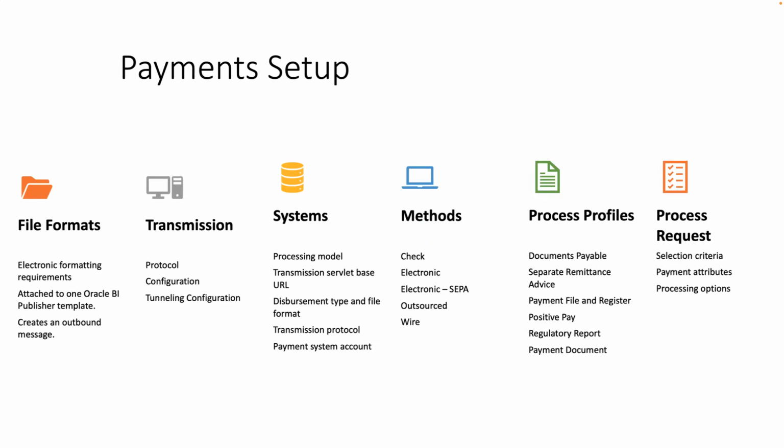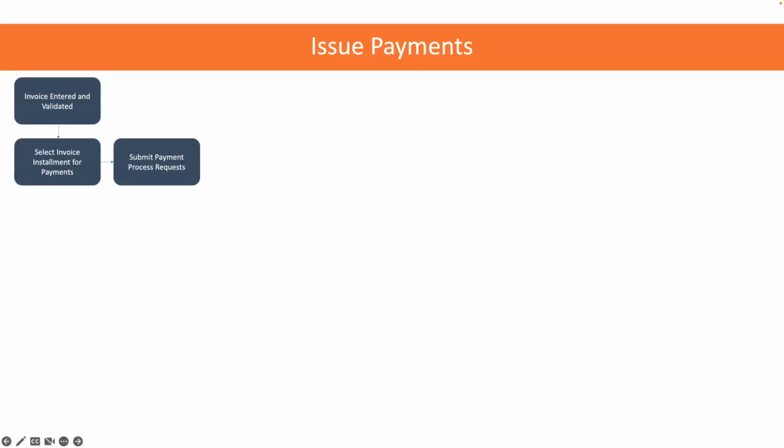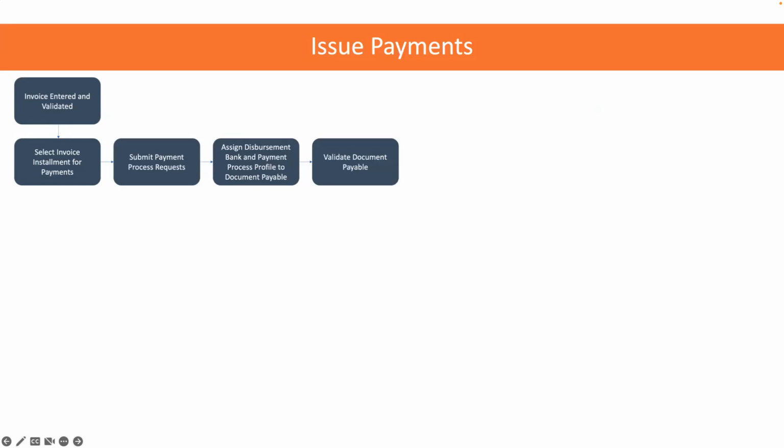And in terms of the flow of what happens from the issue payments perspective, the invoice is entered and validated. Next you have your selected invoice. You select the invoice for payments, and then you submit the payment process request, which is what we've done. At that point, you will assign the disbursement bank, payment process profile, and any document payable. The first thing that happens is a validation of the document payable.